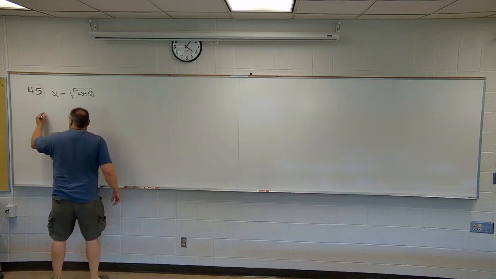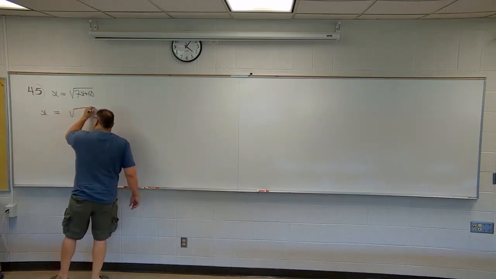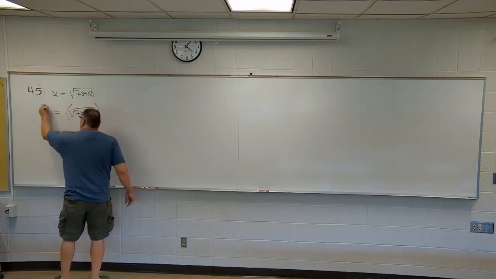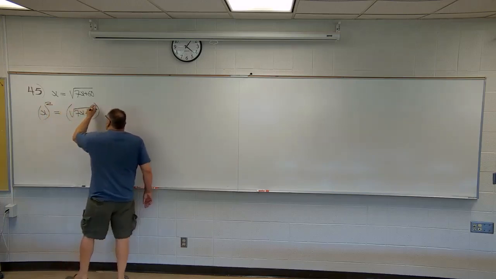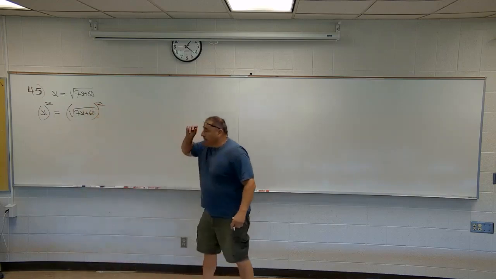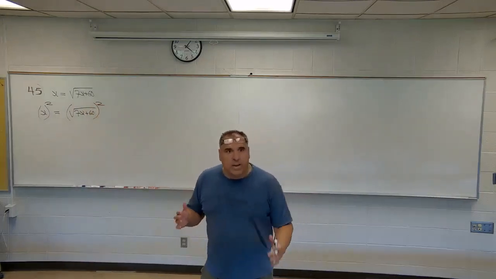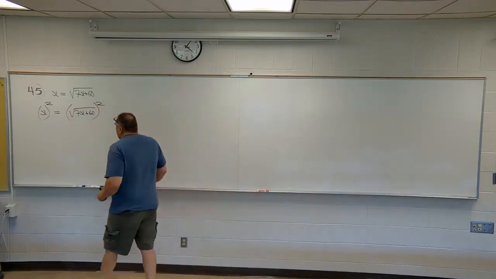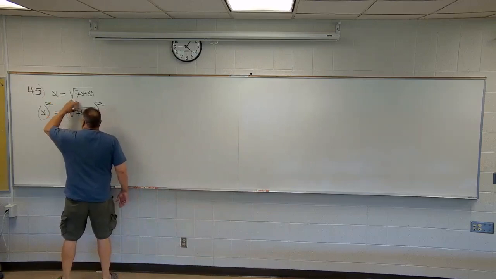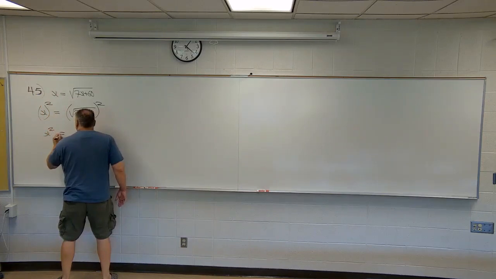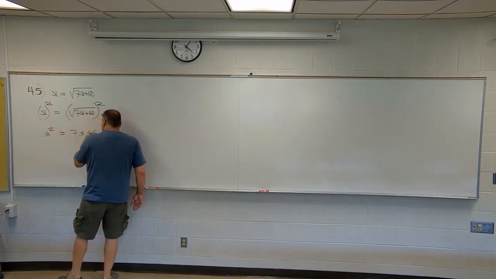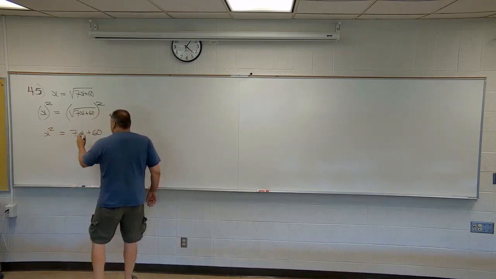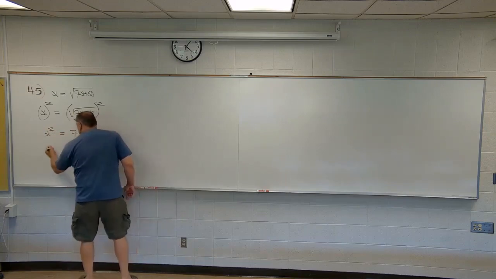If two things are equal, they remain equal if you do the same thing on each side. Here's the equation, square both sides. Subtract 7x on each side, subtract 60 on each side.